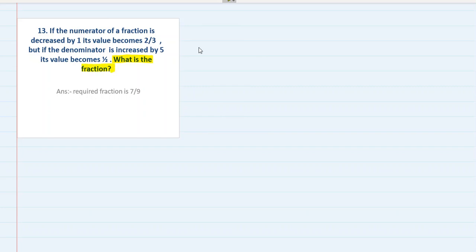Last statement, I'm sorry. What is the last statement? Final statement: what is the fraction? Okay, so we have to find the fraction.